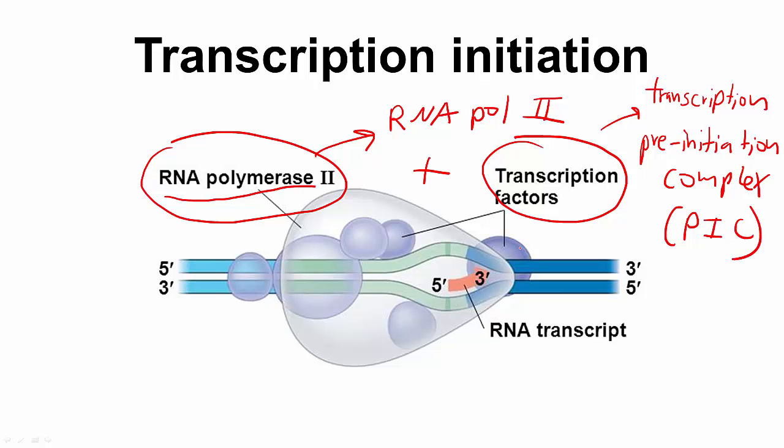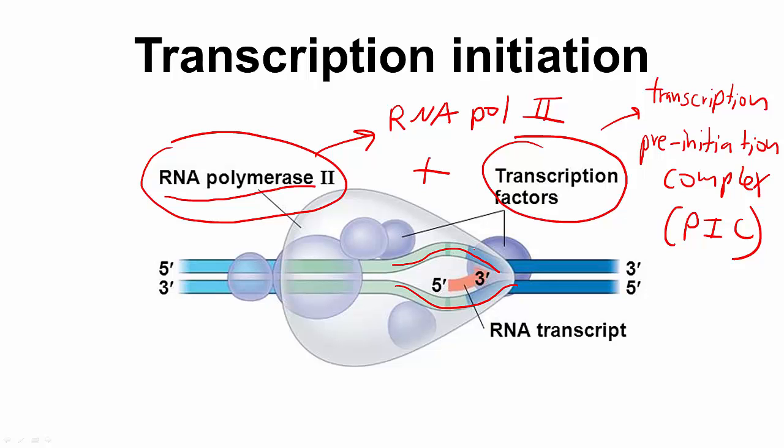Now the PIC opens up the DNA around the transcription start site. As you can see right here, we see these two DNA strands broken apart, right? So indeed, the hydrogen bonds holding the nucleotides together are broken apart to allow this shift from double-stranded DNA to two single-stranded DNA.